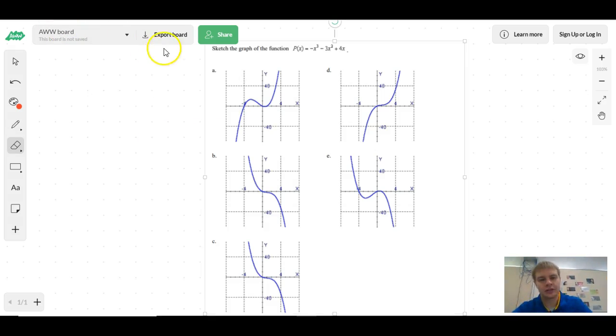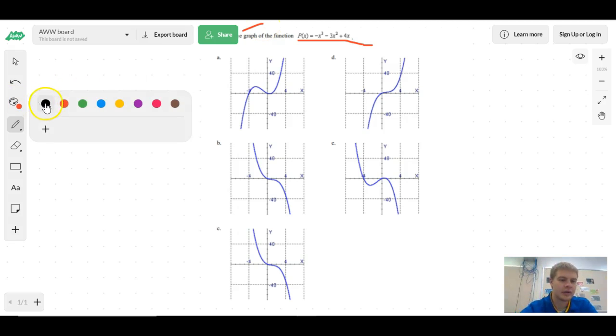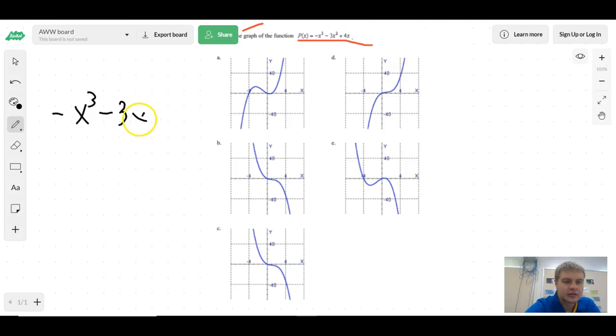Okay, so what they'd like us to do is sketch the graph for this problem right here. The biggest problem is that we can't necessarily graph it in this form. Because it's in that form, we need to change it so that we can graph it. So I'm going to write this down, and then we're going to think through it. That would be negative x cubed minus 3x squared plus 4x.